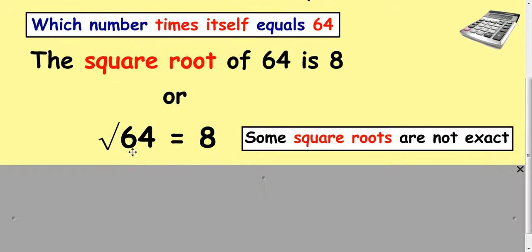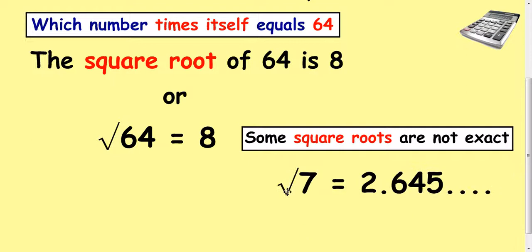Now, most of the square roots you'll deal with at the moment will give you an exact answer. It's not always the case. For example, if I square root 7, I would get 2.645 and so on in the calculator. If you think of all the square numbers, if you square root them, you'll get a whole number answer. Square root of 25 is 5, square root of 36 is 6, square root of 49 is 7, and so on.